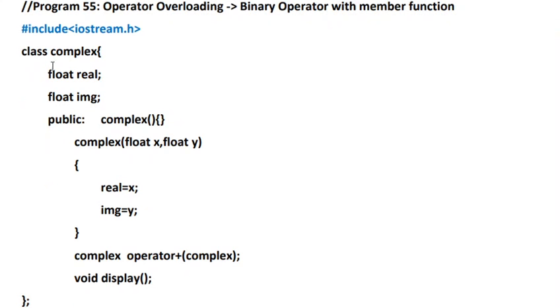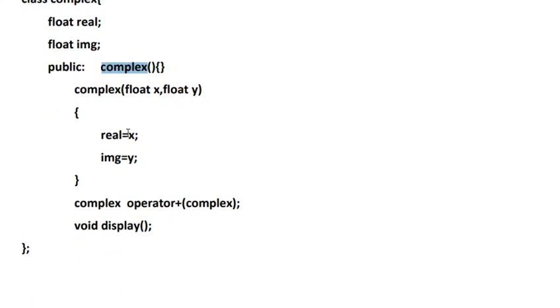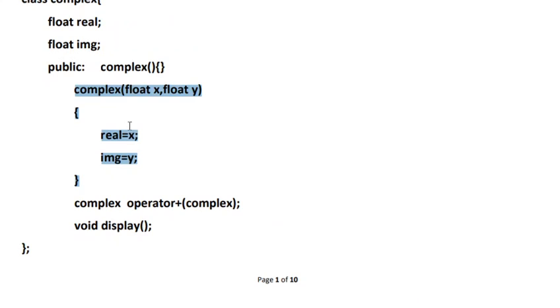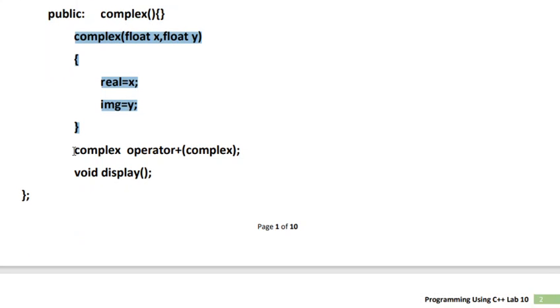So just see here, I have a class complex. I have two private members, real and imaginary. I have a default constructor here, and I have a parameterized constructor that's capable of constructing the values of variables x and y. And I have a member function, operator function, that is capable of taking in a variable of type complex and is capable of returning a variable of type complex, and I have a member function display.